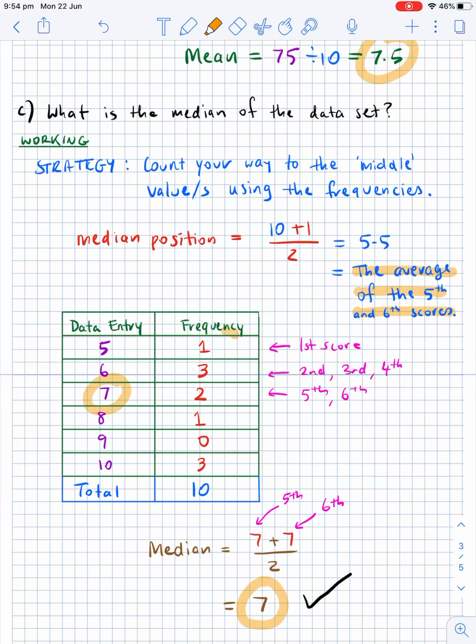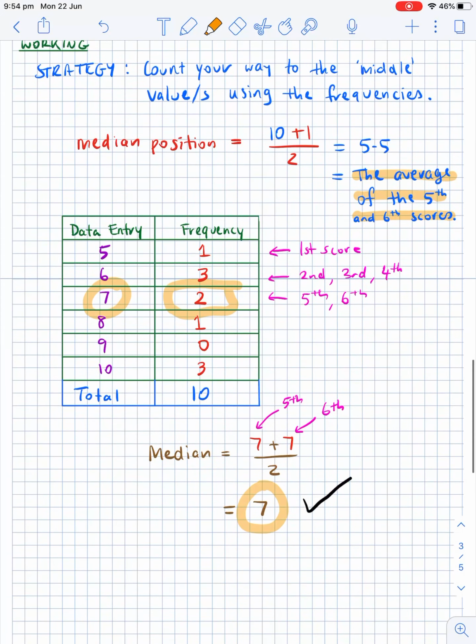Now it's a matter of counting through these frequencies to find the 5th and 6th scores. So I can see what my first score is right here, frequency 1. Second, third, and fourth scores are data entries of 6. And lastly, my 5th and 6th scores are going to be data entries of 7. So our 5th and 6th scores are both data entries of 7. We're going to add those two together and divide by 2 to find the average of these 5th and 6th scores, and we get our median of 7.